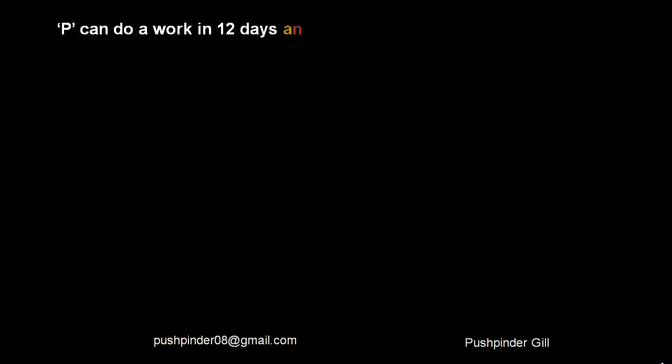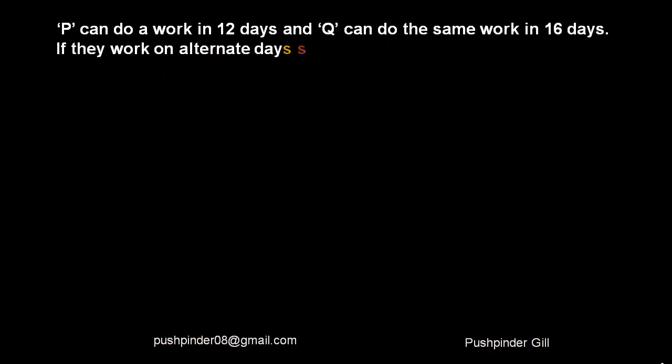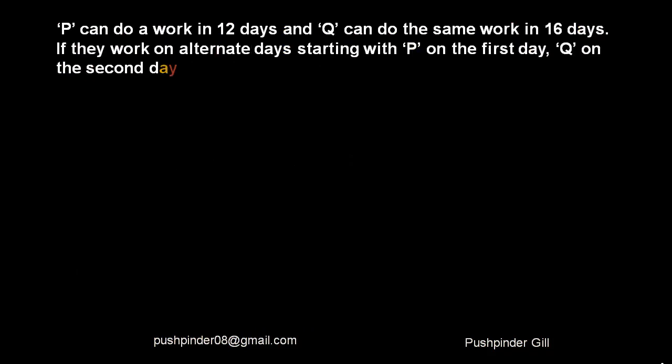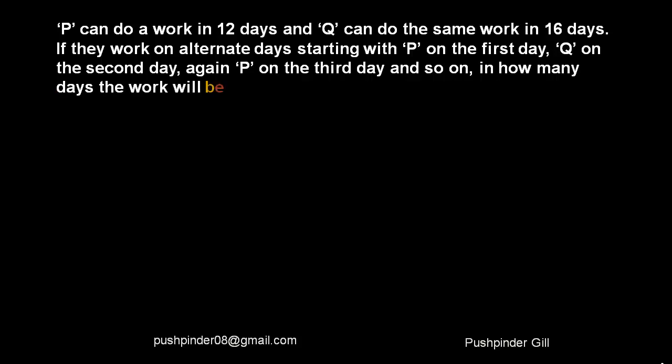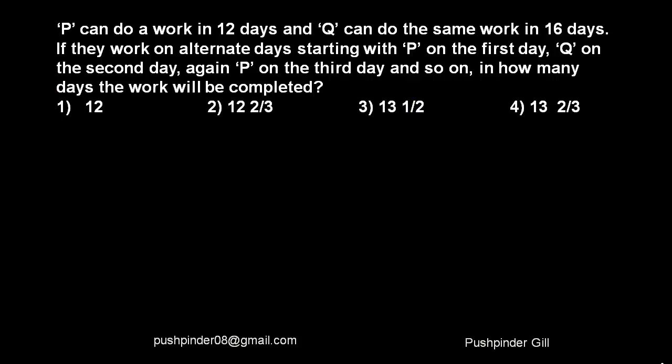Now let's see this question. P can do a work in 12 days and Q can do the same work in 16 days. If they work on alternate days, starting with P on the first day, Q on the second day, and P on the third day again, in how many days will the work be completed?